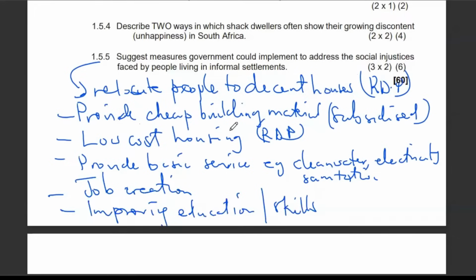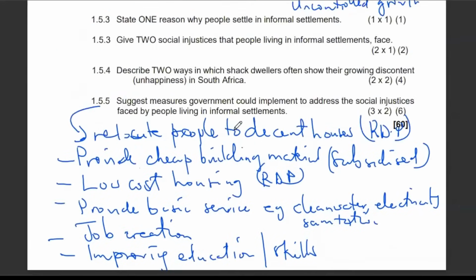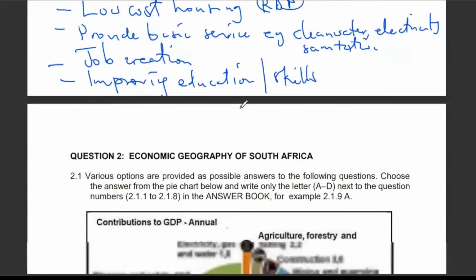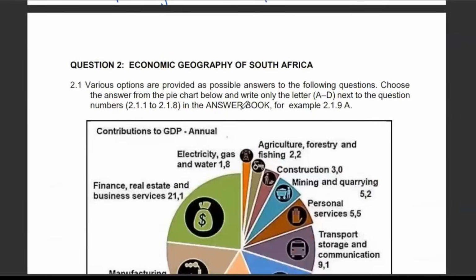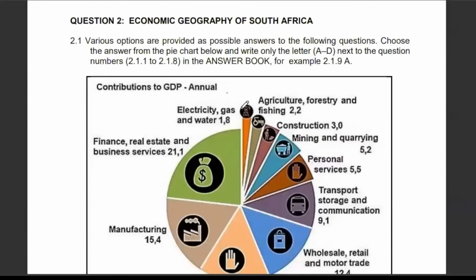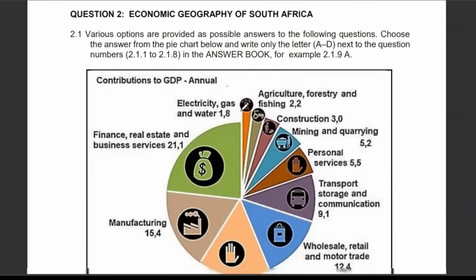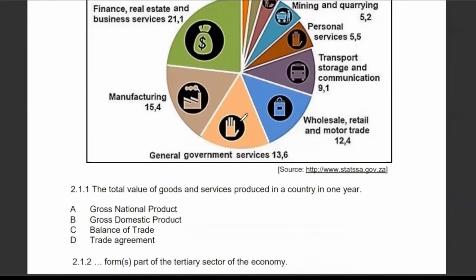Right, I think those responses are justified as correct responses to that question. What we need to do now, we need to move on to the next question, the question on economic geography of South Africa. This question, question number 2, is based on that pie chart, which is showing the contributions of different sectors of the economy.